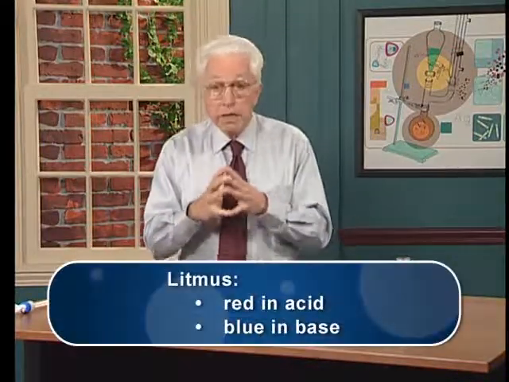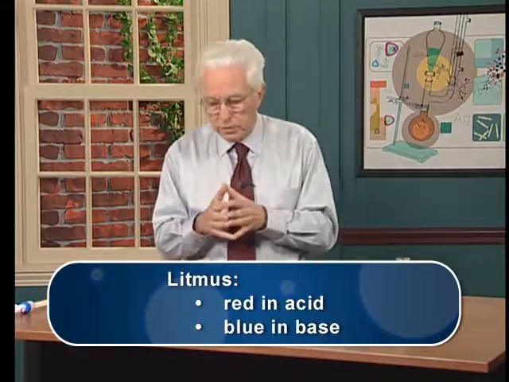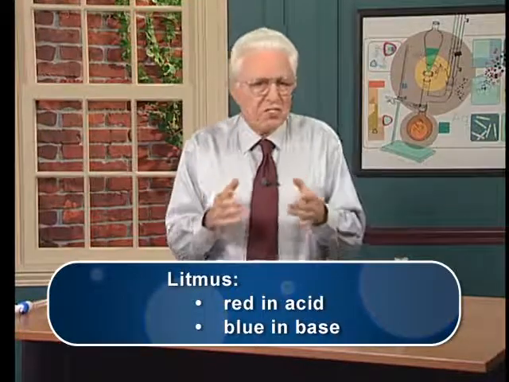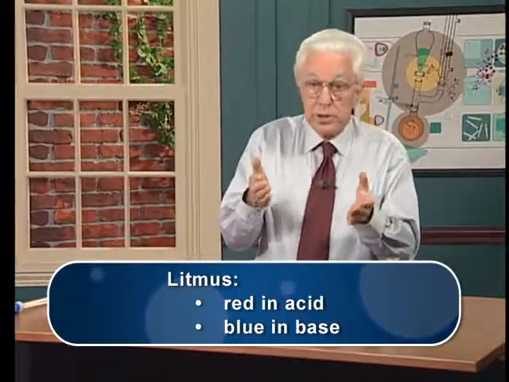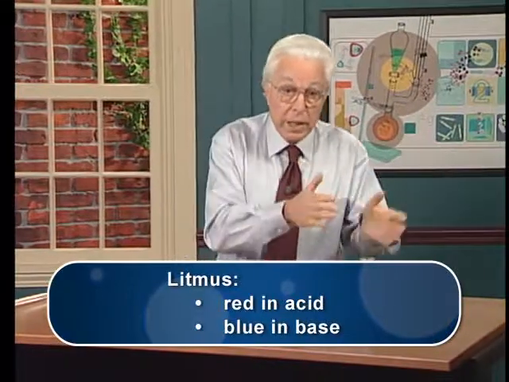One of the most popular indicators in a high school chemistry lab is something called litmus. Litmus happens to be red in an acidic solution and blue in a basic solution. Students often use litmus paper, which is nothing more than paper that has been soaked in litmus, to test whether solutions in fact are acidic or basic.